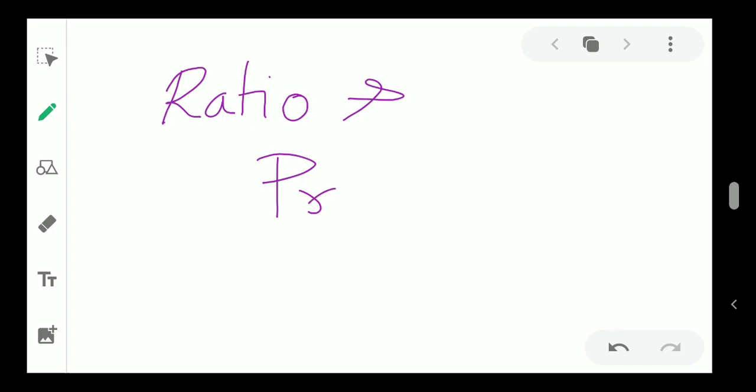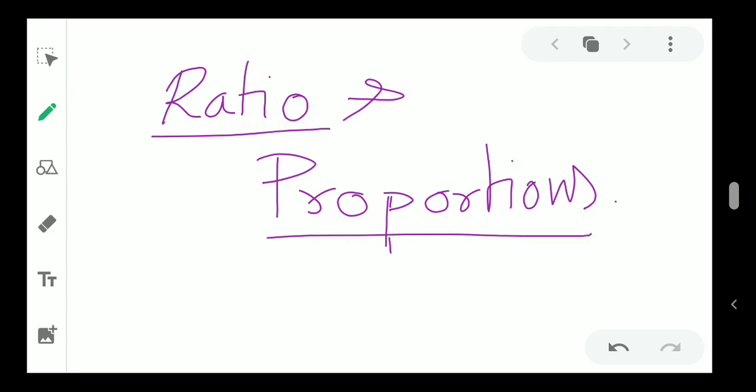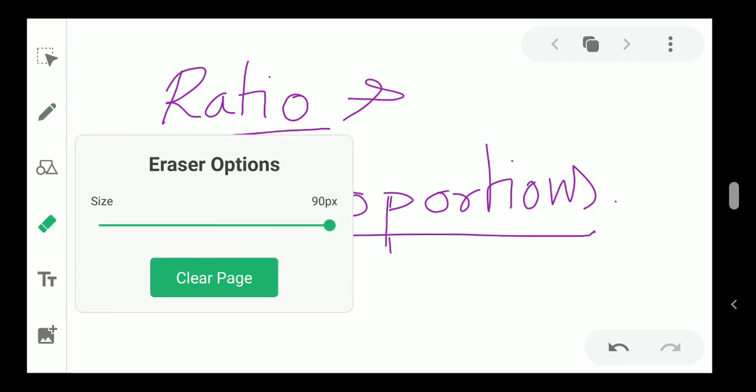But before we go into ratio and proportion, we must know some basic things. What is ratio, what is proportion? But to know what is ratio and what is proportion, I realize that you must know something, and that is fraction.